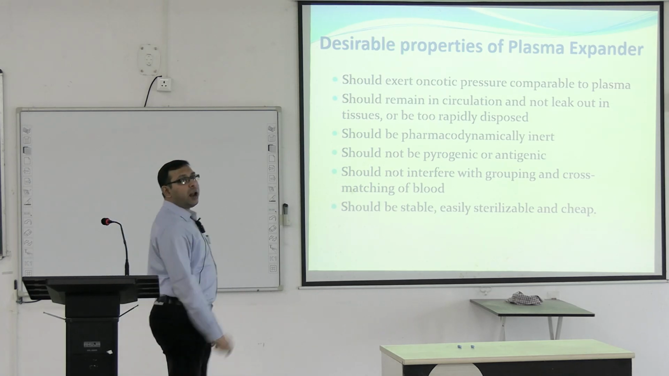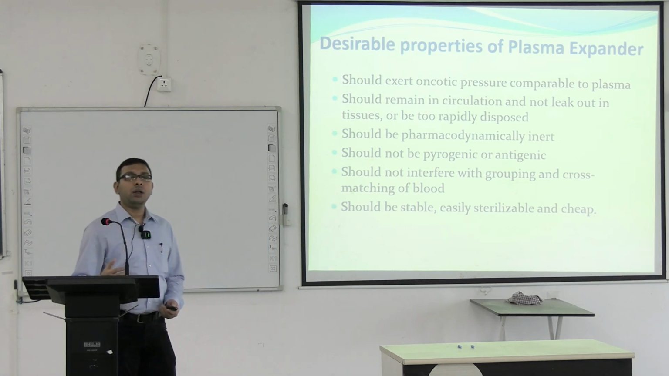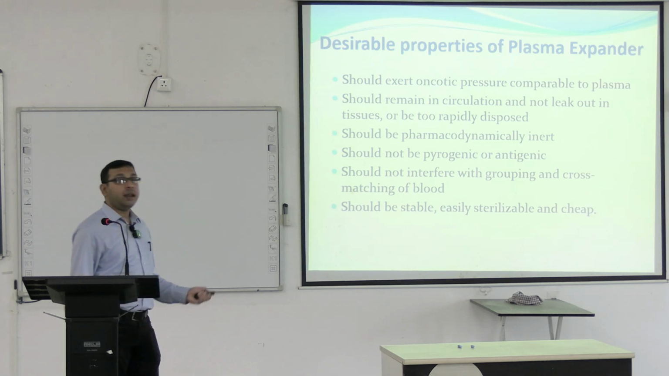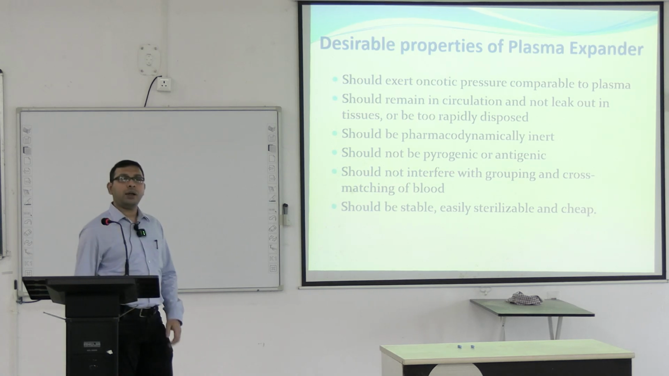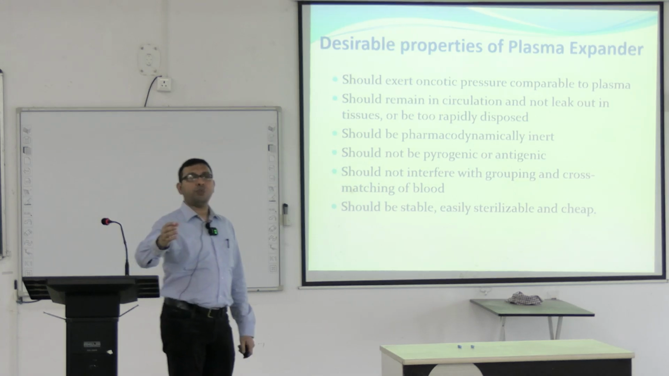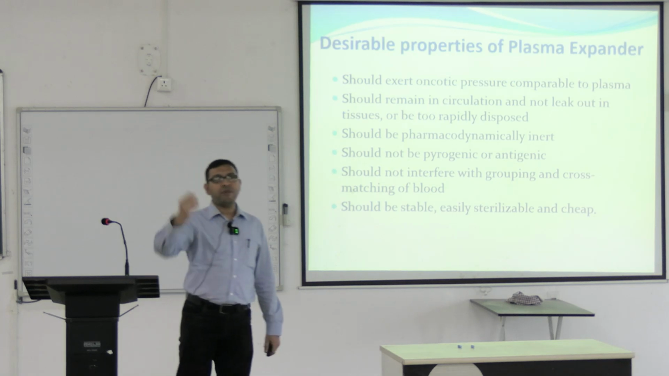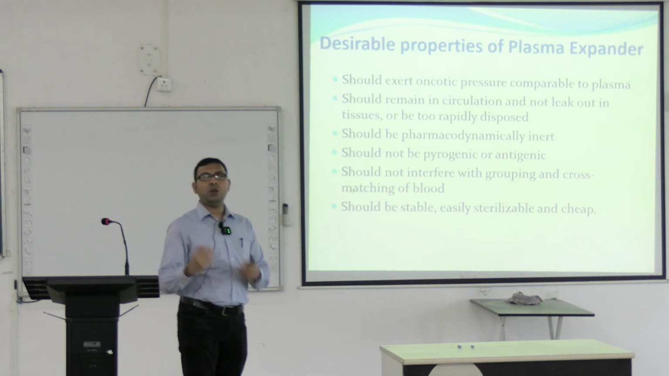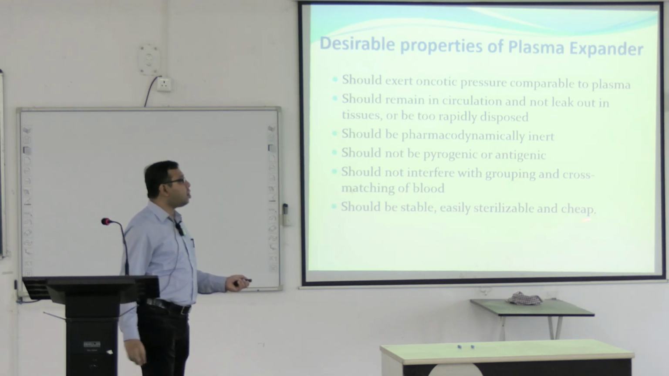It should not be pyrogenic or antigenic. That is the most important, because we are infusing this from outside. So there are always chances of pyrogenicity, where fever or flu-like symptoms may come, and of antigenicity, with anaphylaxis, allergy, etc. It should not interfere with grouping and cross-matching of the blood. Some plasma expanders do interfere. We immediately transfuse the plasma expander and then take the blood of the patient, for example in a road traffic accident, for cross-matching and blood grouping. If there is interference, appropriate blood will not be available. It should be stable, easily sterilizable and cheap.